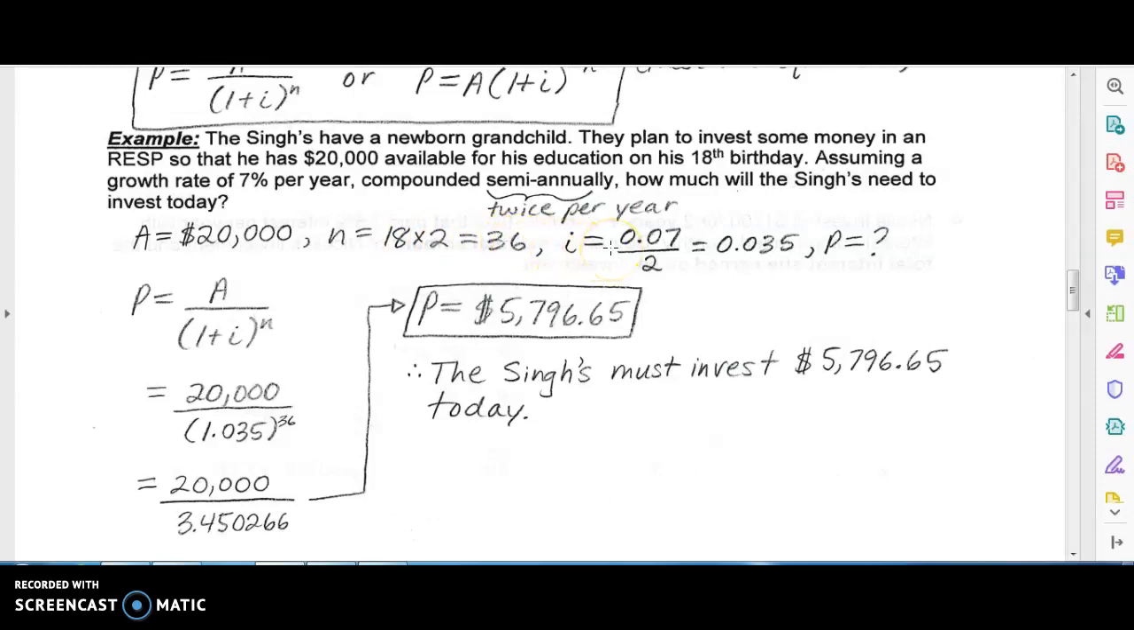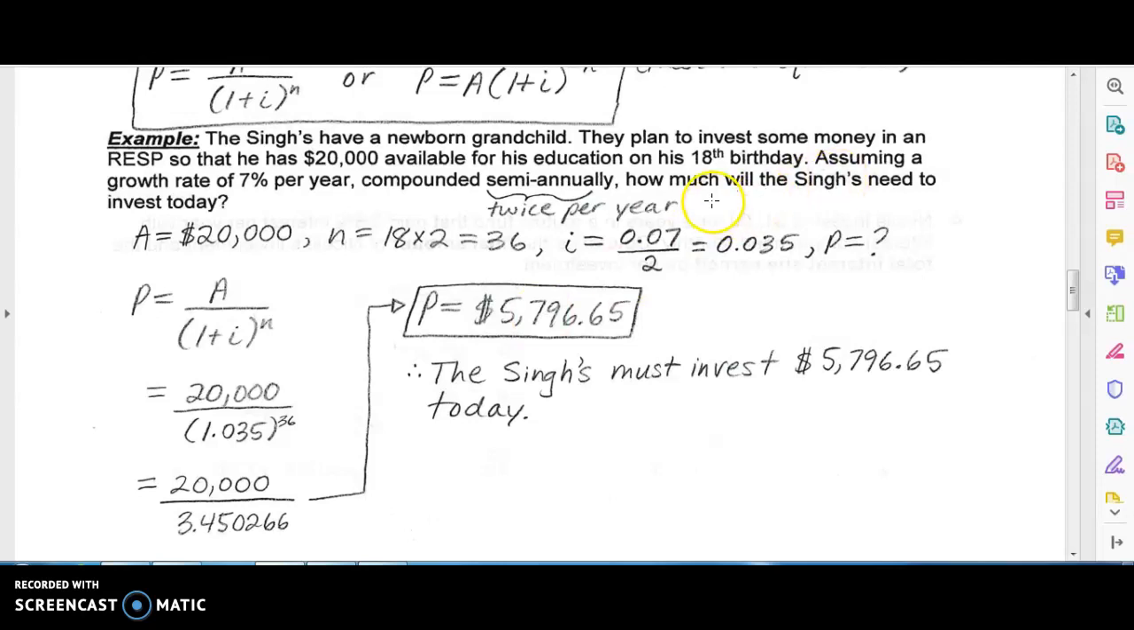And then to solve for i, we take the growth rate or the interest rate, which is 0.07, and divide it by the number of times the interest is compounded in a year, and that's semi-annually, so that's twice per year. So 0.07 divided by 2 tells me my i value is 0.035, and then we're solving for P. So at this point, plug in our A value, plug in the i value, plug in the n value, and then solve for P. And P in this case is $5,796.65.